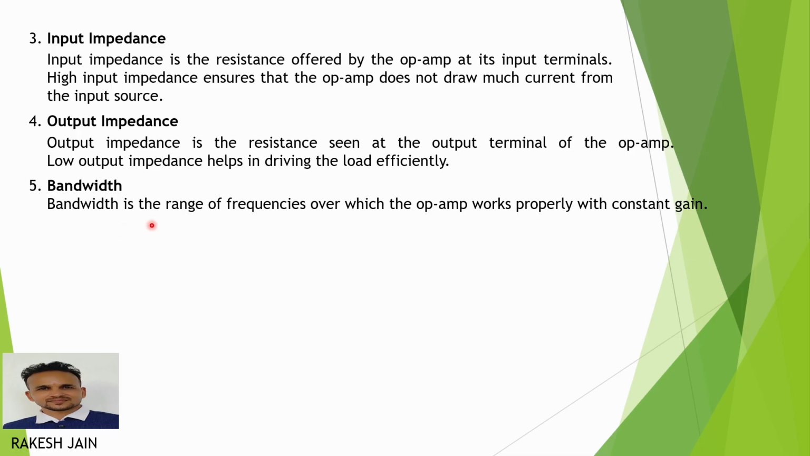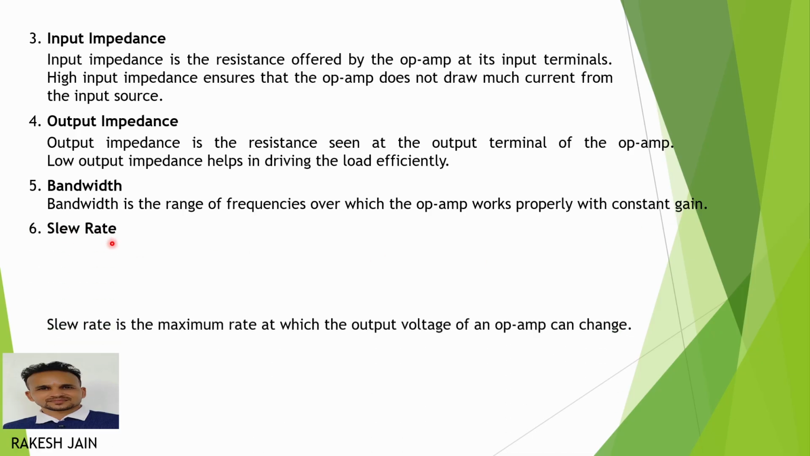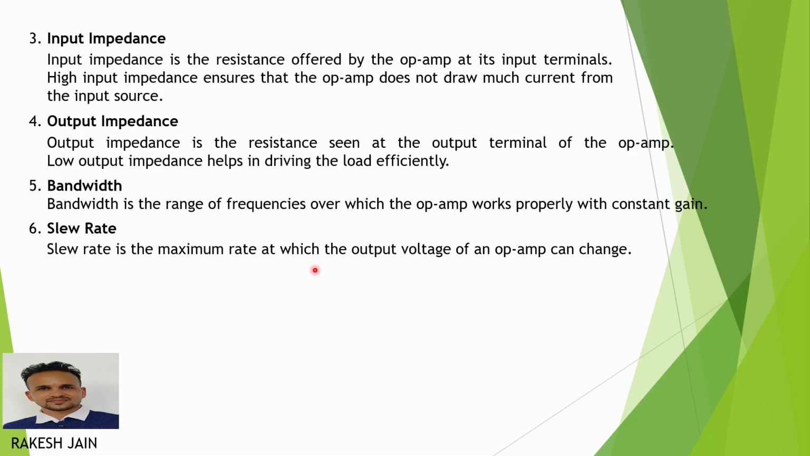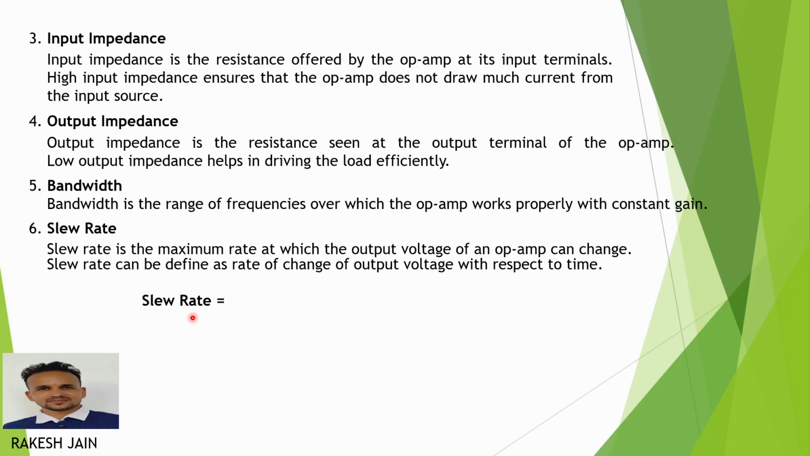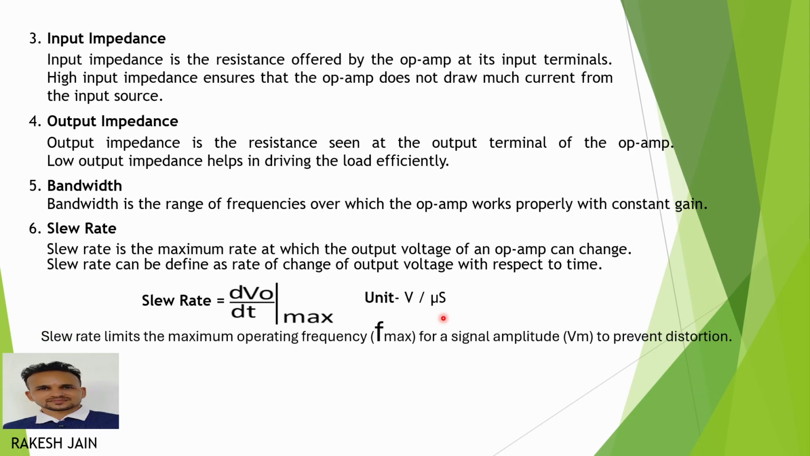Bandwidth. Bandwidth is the range of frequencies over which the operational amplifier works properly with constant gain. Slew rate. Slew rate is the maximum rate at which the output voltage of an operational amplifier can change. Slew rate can be defined as the rate of change of output voltage with respect to time. Slew rate formula is slew rate equals dV0, that is change in the output voltage, divided by dt, that is with respect to time. So how much the output voltage changes with respect to time is known as slew rate. Unit of the slew rate is volt per microsecond.